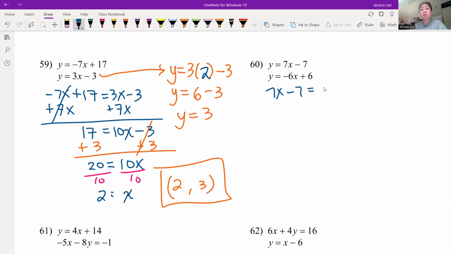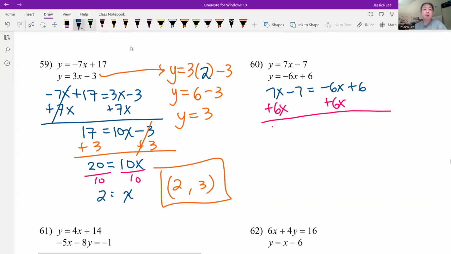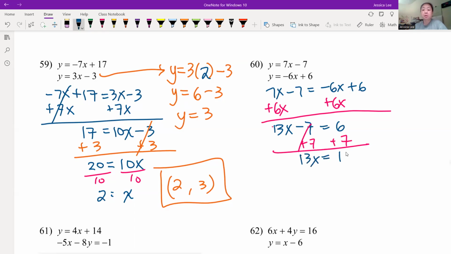Okay, again, do that with 60. 7x minus 7 is equal to negative 6x plus 6. And then add 6x to both sides. What do we got? We got 13x minus 7 is equal to 6. Again, two-step equation. Add 7 to both sides. And we have 13x is equal to 13. And then divide by 13 for both sides. And we have x is equal to 1.